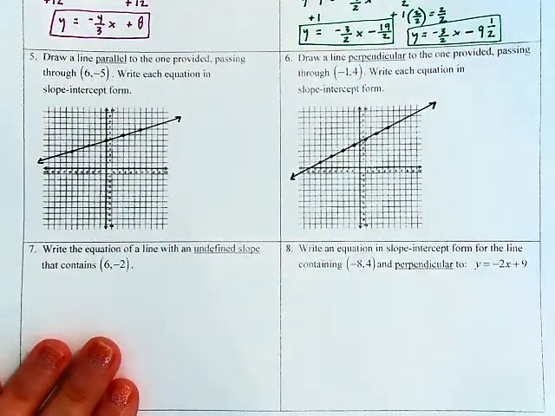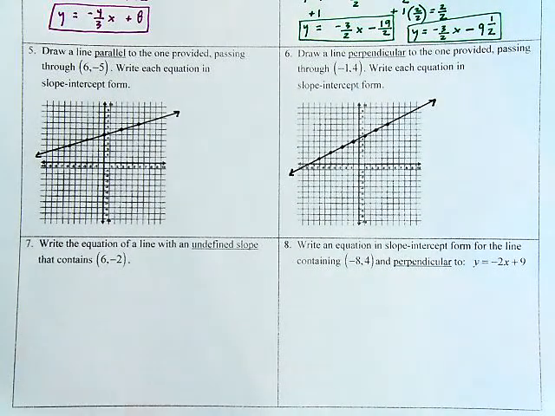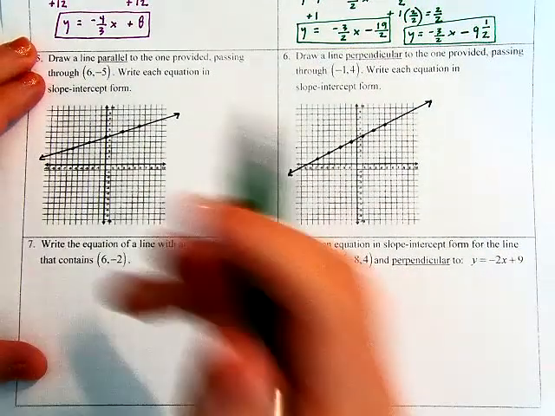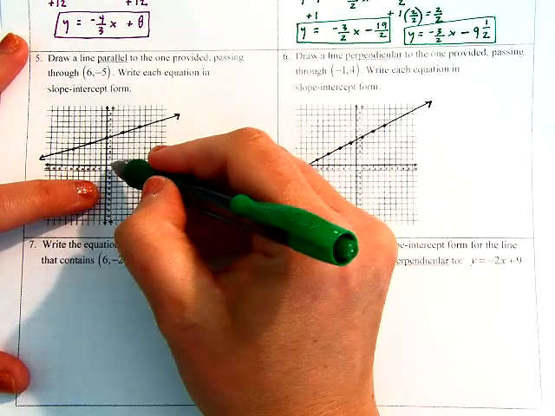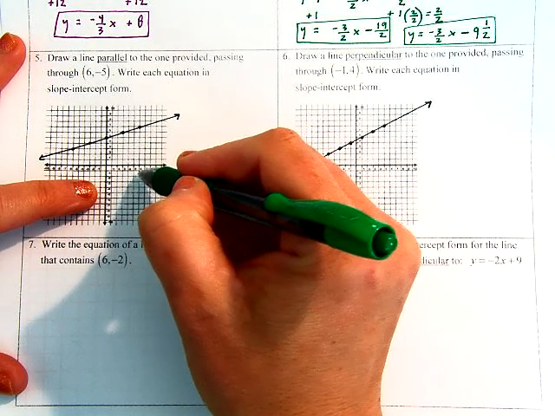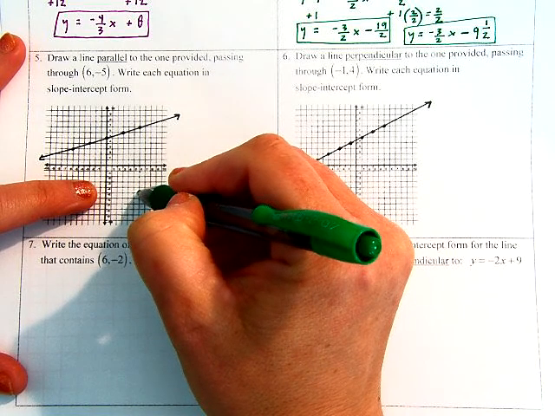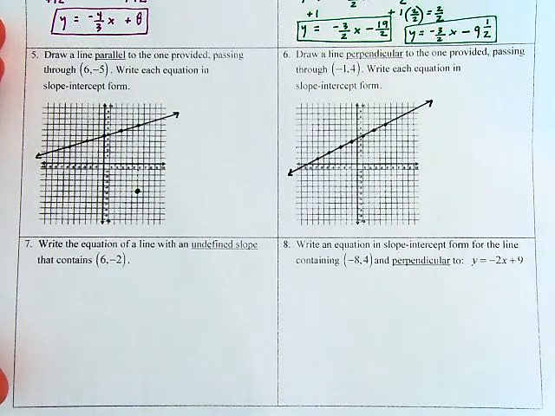All right, problem 5. Draw a line parallel to the one provided, passing through 6, -5. So let me plot a point at 6, -5. So 1, 2, 3, 4, 5, and 6, and then -5. 1, 2, 3, 4, and 5. So there's the point that it wants me to create a line building off of.